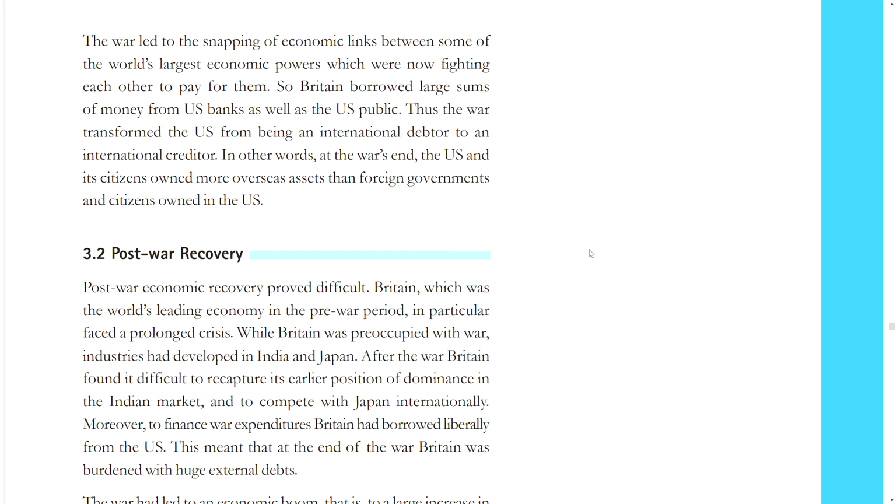The war led to the snapping of economic links between some of the world's largest economic powers, which were now fighting each other. To pay for the war, Britain borrowed large sums of money from US banks as well as the US public. Thus the war transformed the US from being an international debtor to an international creditor. In other words, at the war's end, the US and its citizens owned more overseas assets than foreign governments and citizens owned in the US.